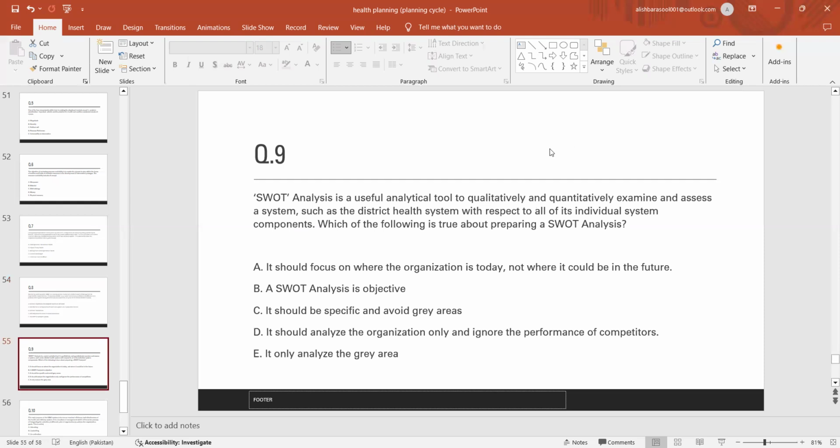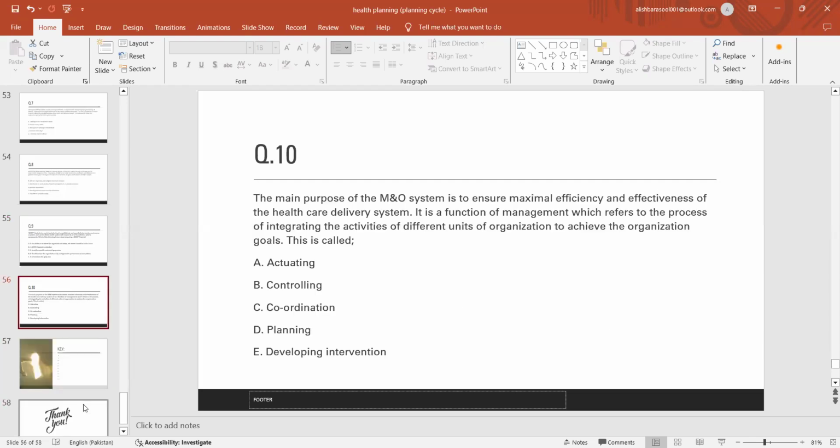SWOT analysis is a useful analytical tool to qualitatively and quantitatively examine and assess a system such as the district health system with respect to all of its individual system components. Which of the following is true about preparing a SWOT analysis? A, it should focus on where the organization is today and not where it could be in the future; B, a SWOT analysis is objective; C, it should be specific and avoid gray areas; D, it should analyze the organization, only ignore the performance of competitors; E, it only analyzes the gray area. It's C, it should be specific and avoid gray areas.